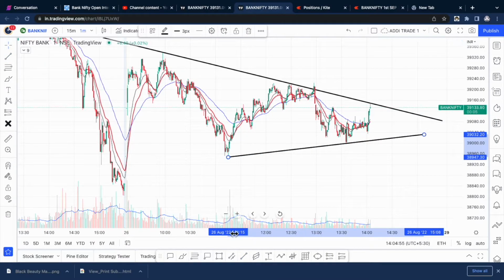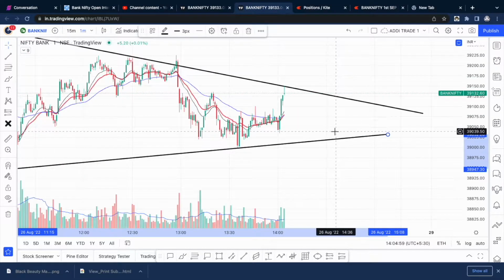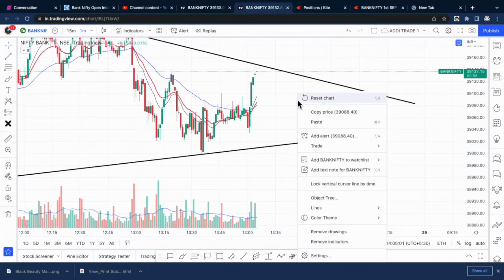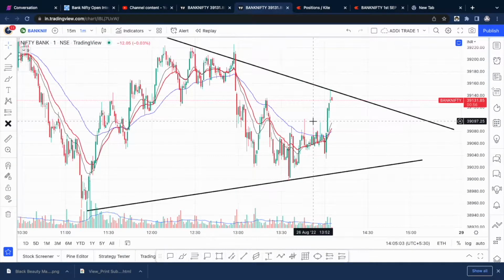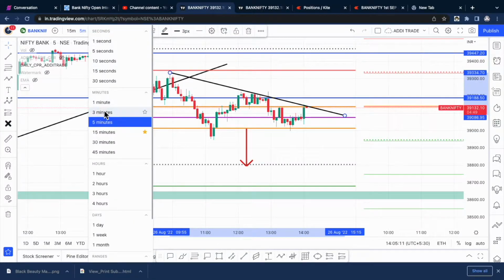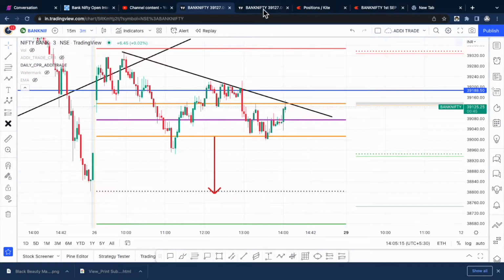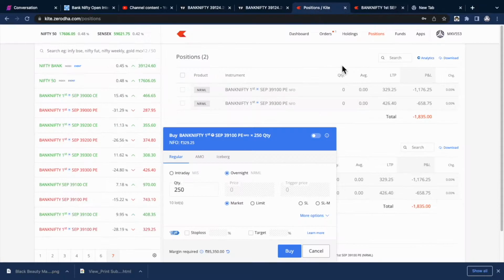And these are the targets that I'll be keeping on the downside. The black trend line that I just drew, and there are other extended targets, which I'll be showing. See, we perfectly rejected from there, from the top black trend line that I've drawn. And this is where I entered 39,100 PE.